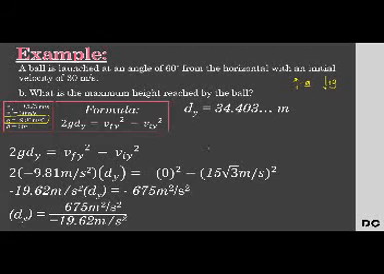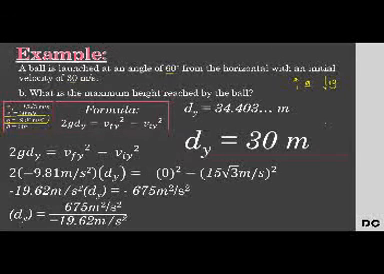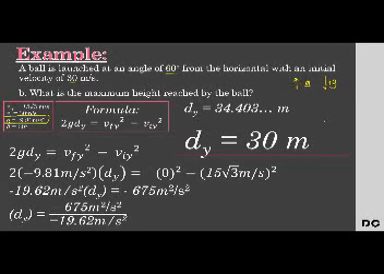Okay, next is to apply the rule in significant figures. Since we only have one significant figure, we round this to one significant figure, and that is equal to 30 meters. So dy is equal to 30 meters. Therefore, the maximum height reached by the ball is equal to 30 meters.